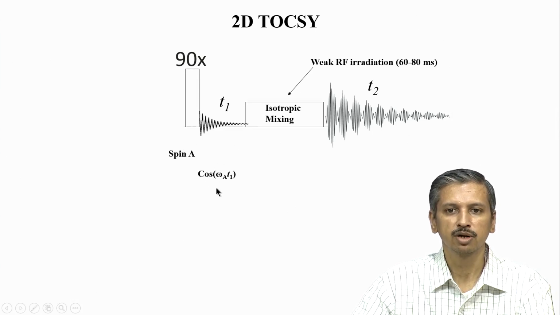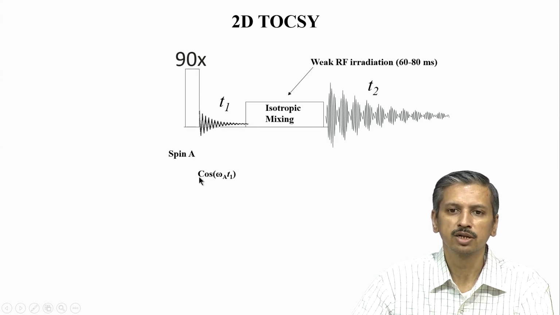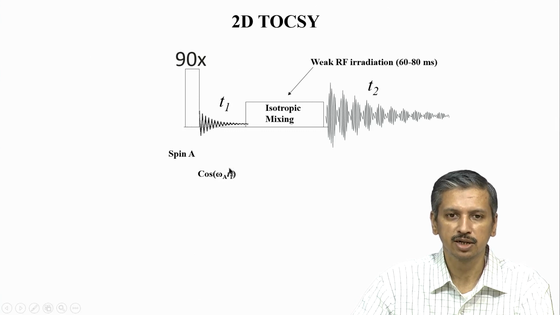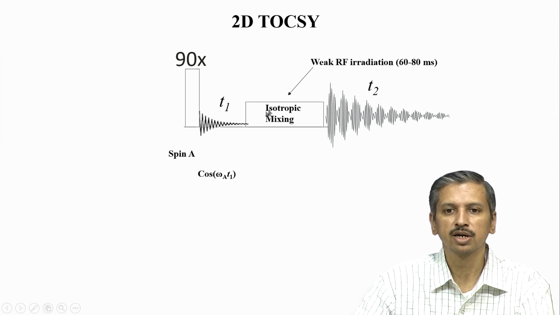As I said, we ignore the J coupling during this part, which we did not in the 2D COSY. In 2D COSY, in fact, we needed that J coupling, but here we will ignore that, because for us we already have this which will do the 2D transfer or isotropic transfer.